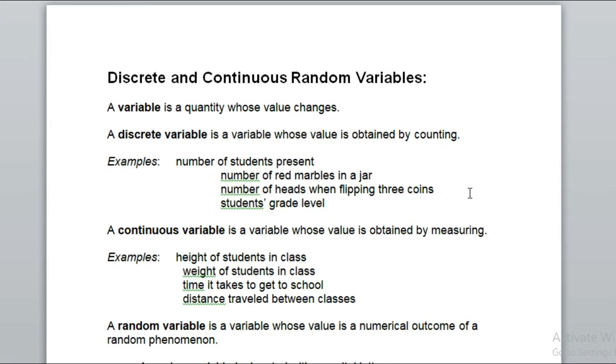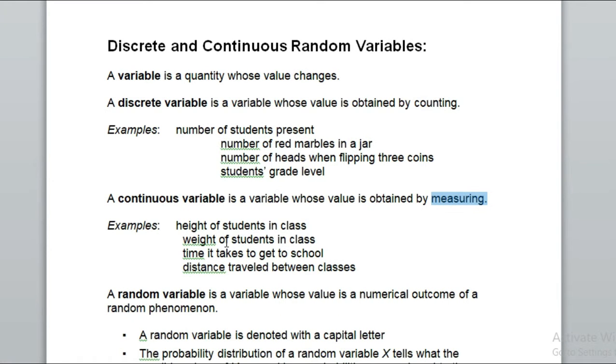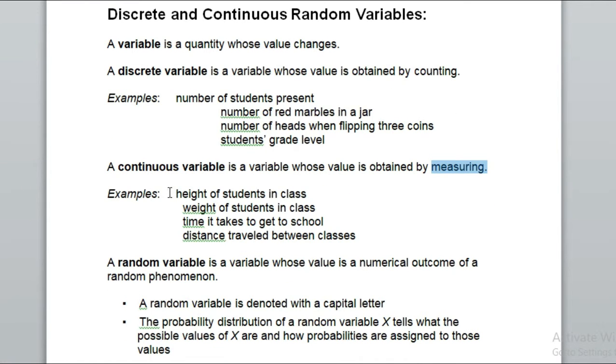Let's talk about the term continuous variable. A continuous variable is a variable whose value is obtained by measuring. If we can measure the value, we can say this is a continuous variable. Example: height of a student in class. It may be fractional, decimal, etc. The height of a student may be 5.1, 6, 3.1, etc.